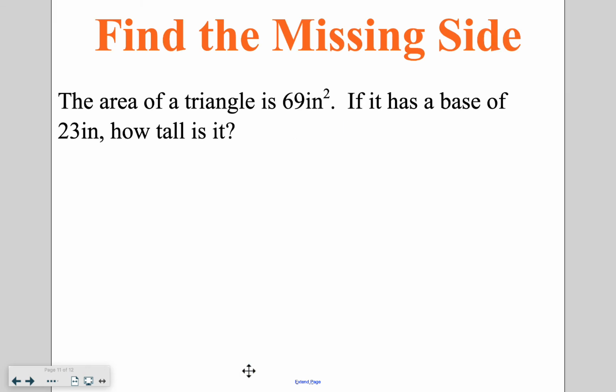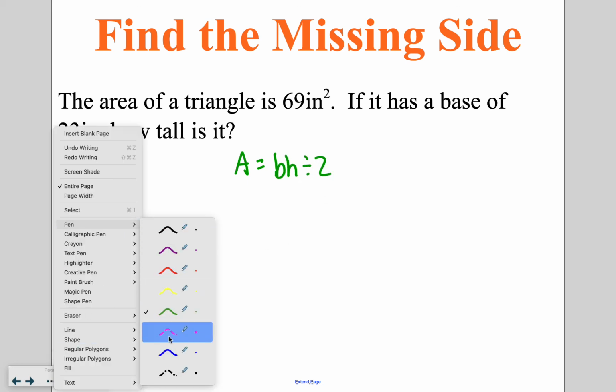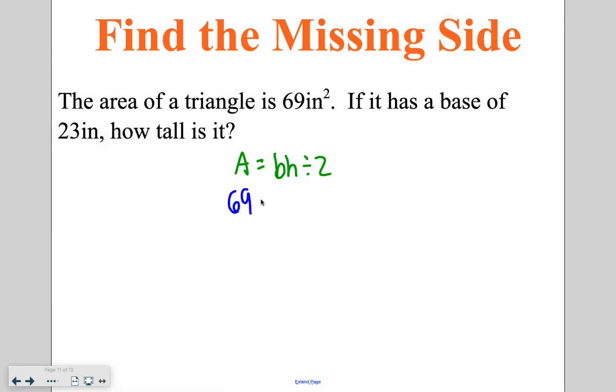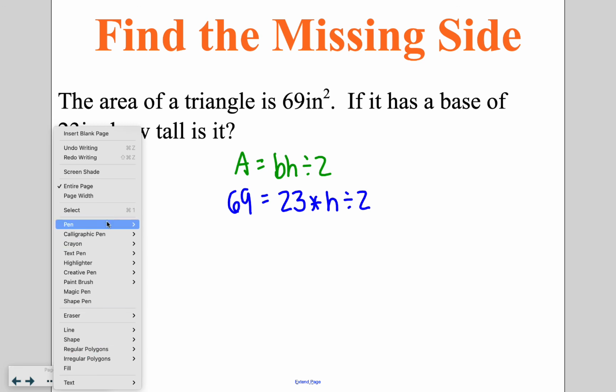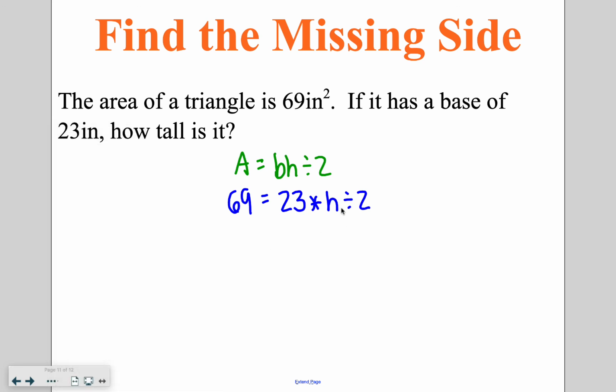Once again, we can use these formulas to find missing values. So recall that our area formula for our triangle is area is equal to base times height divided by 2. In this case, it tells us that our area is 69 inches squared. Our base is 23 inches. We don't know our height, and then we are dividing by 2. So the first thing I'm going to want to do is simplify this right side of the equation. I can rearrange it so that the numbers are next to each other and say 23 divided by 2 times h. Because multiplication and division happen in the same step of PEMDAS, we can rearrange that right there.